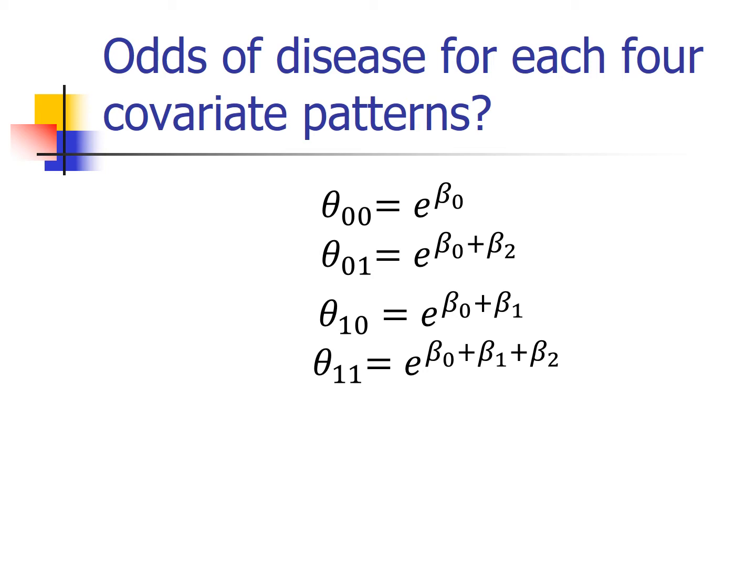Now, if we want to model the odds for each of these 4 covariate patterns, all we have to do is exponentiate. So we already said, for example, the log odds for female non-smokers is beta naught. That means the actual odds are e to the beta naught, and so on for the other 3 possible covariate patterns.